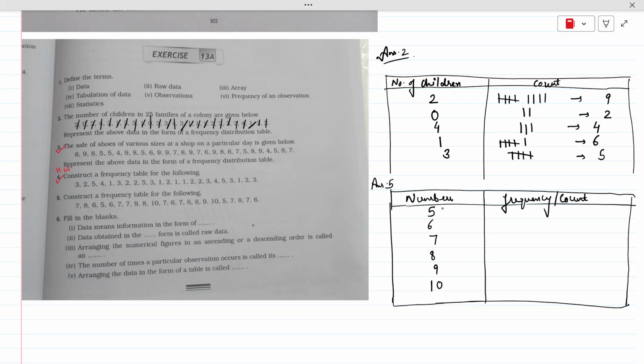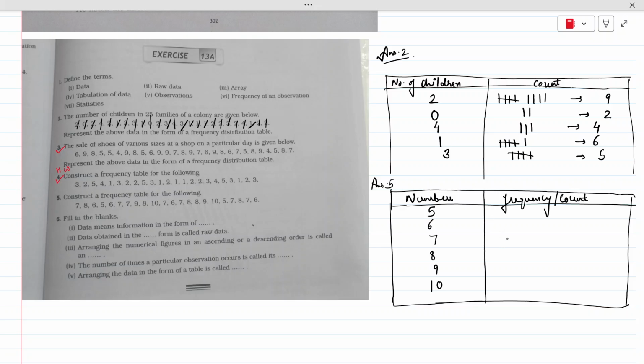So now what I have done, I have arranged these numbers in ascending order. First of all, we have seen what is the lowest number given and what is the highest number given, and we have arranged them in ascending order. And now let's try to find out the frequency of 5 first. So 5 is 1, or let's do this another way. Let's try to plot it in a similar way.